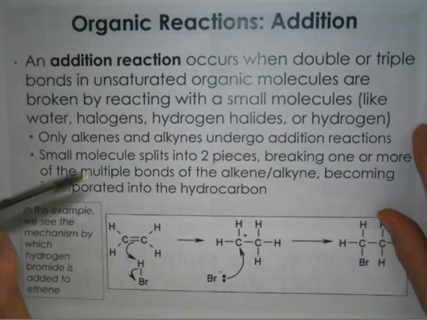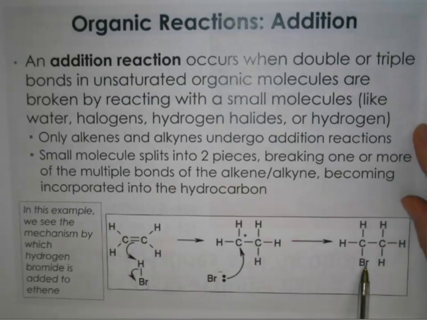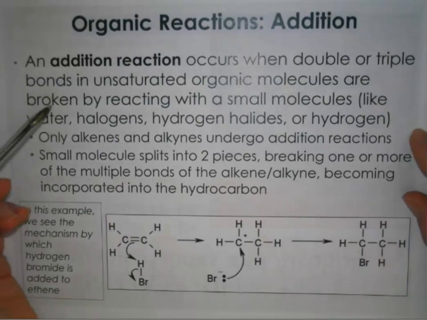In this case, that means the hydrogen bonds onto this second carbon here, so that instead of having 2 hydrogens, it now has 3. And the bromine then attaches onto the carbon that also has an open bond spot. So we end up with an alkyl halide, right? Basically that's all you really need to know there.